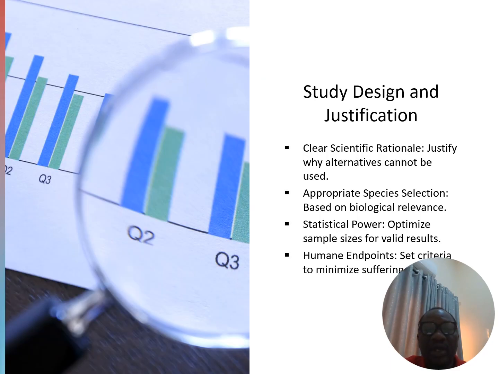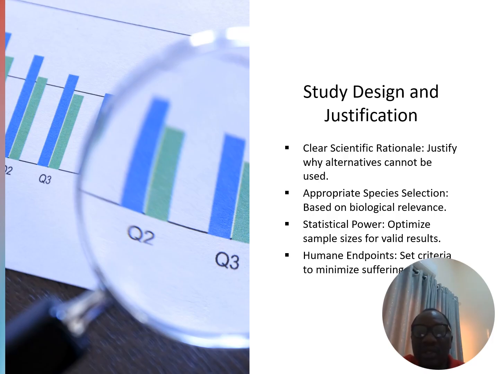The second key area is the area of study design and justification. Under this legislation, it is to ensure a clear scientific rationale, such that there is justification for why alternatives cannot be used. The implication of this is that the study design should justify the reason why non-pets or companion animals cannot be used for the study.